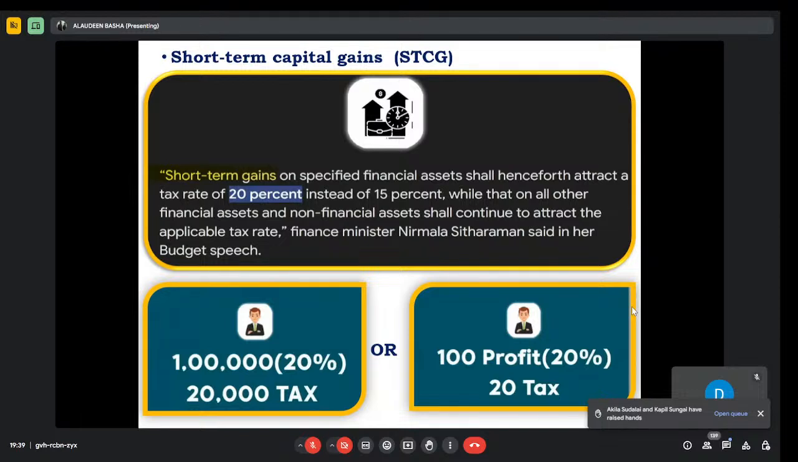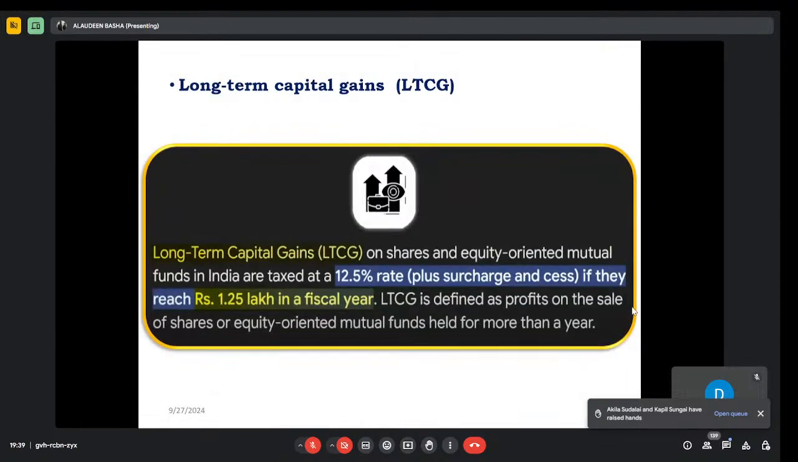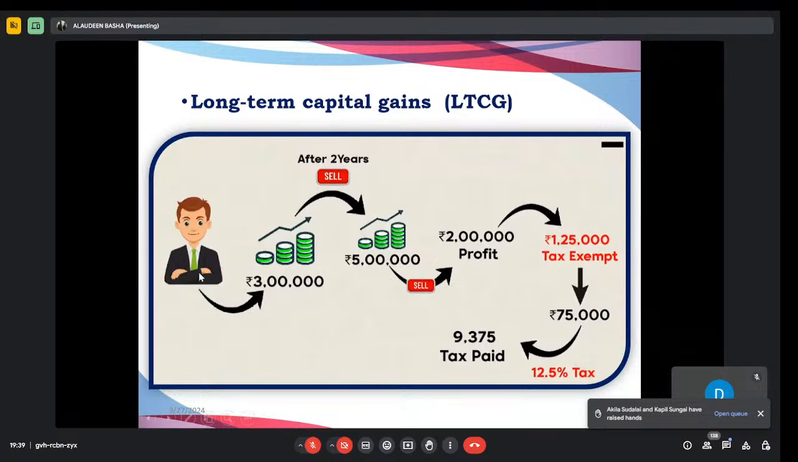No, sir. Okay, let's move on to long-term capital gain. Long-term capital gain is somewhat different from STCG because in long-term capital gain, the first 1.25 lakhs is exempt for the FY, and 12.5% applies beyond that. FY means financial year. Let me explain with one example. If a person invests and holds for more than 12 months, whether 1 year, 2 years, or even 10 years, it is LTCG, long-term capital gain. There is no change in that.